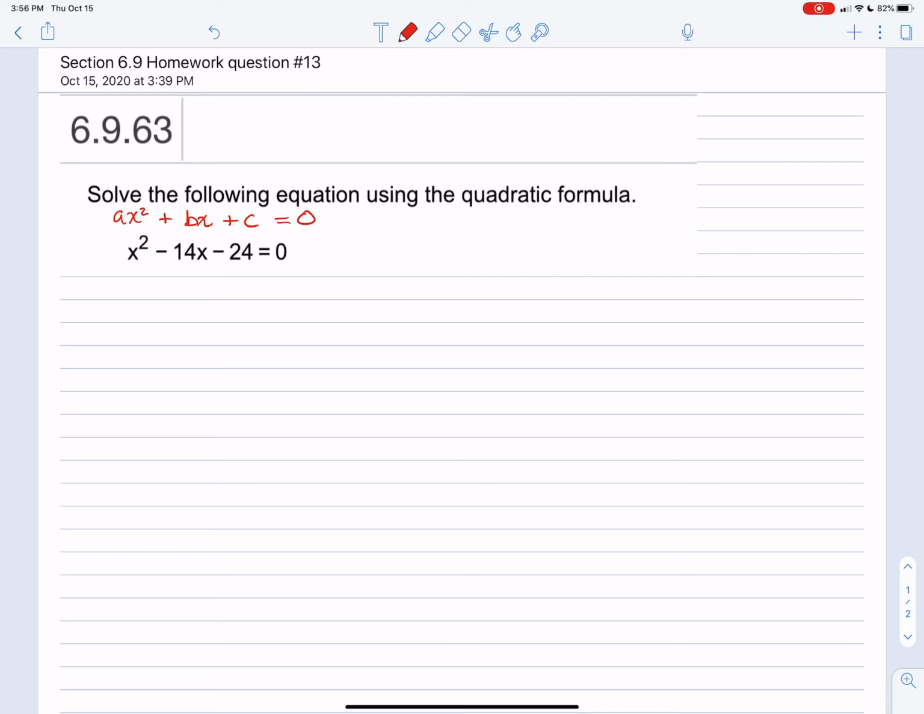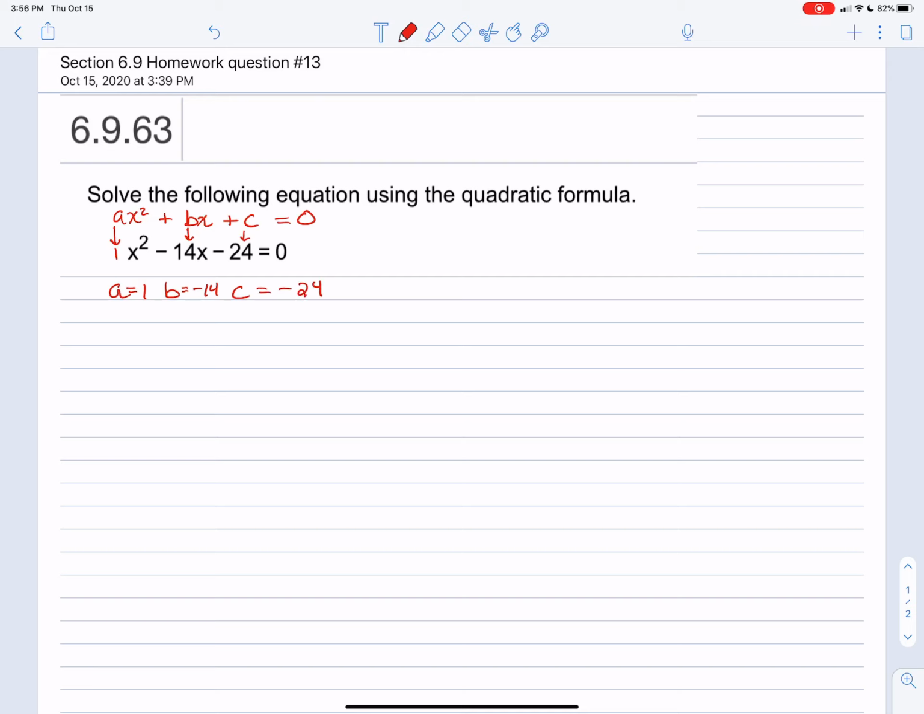The next step is to determine which values to use for a, b, and c. So a is the coefficient of the square term. If there's no number there, assume it's a 1. B is the coefficient of the x term. So in this case, it would be negative 14. And c is the number that stands by itself, the constant, negative 24.